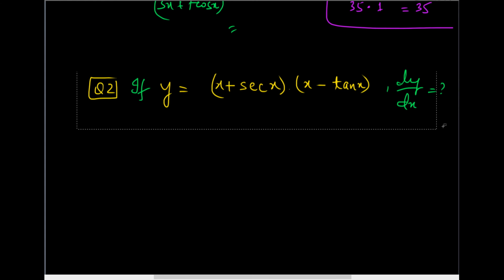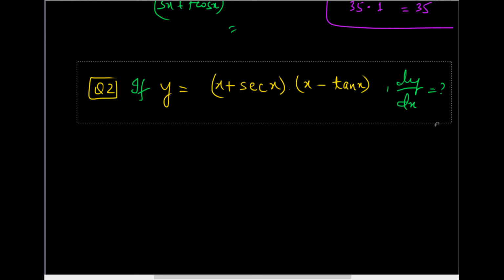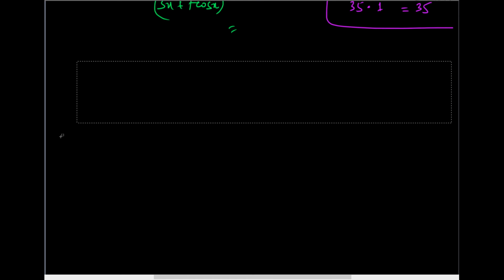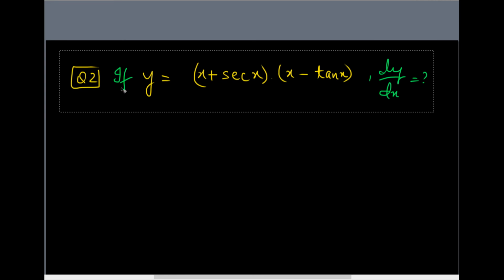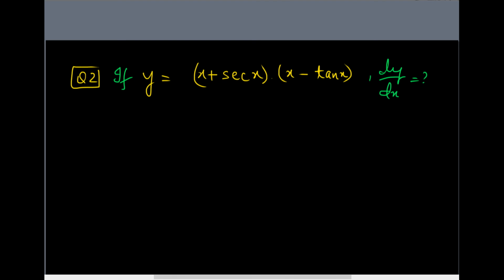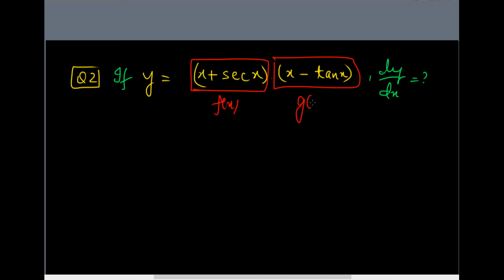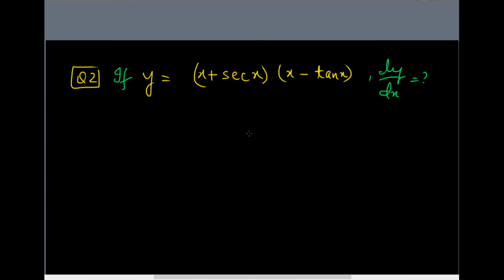So let us do this in a fresh page. This time we can easily figure it out. This is in the form of the product of two functions. You see, this can be considered the first function f(x), and this can be considered the second function g(x), so it is in the form of f(x) times g(x). So now we can say y equals x plus sec x times x minus tan x.